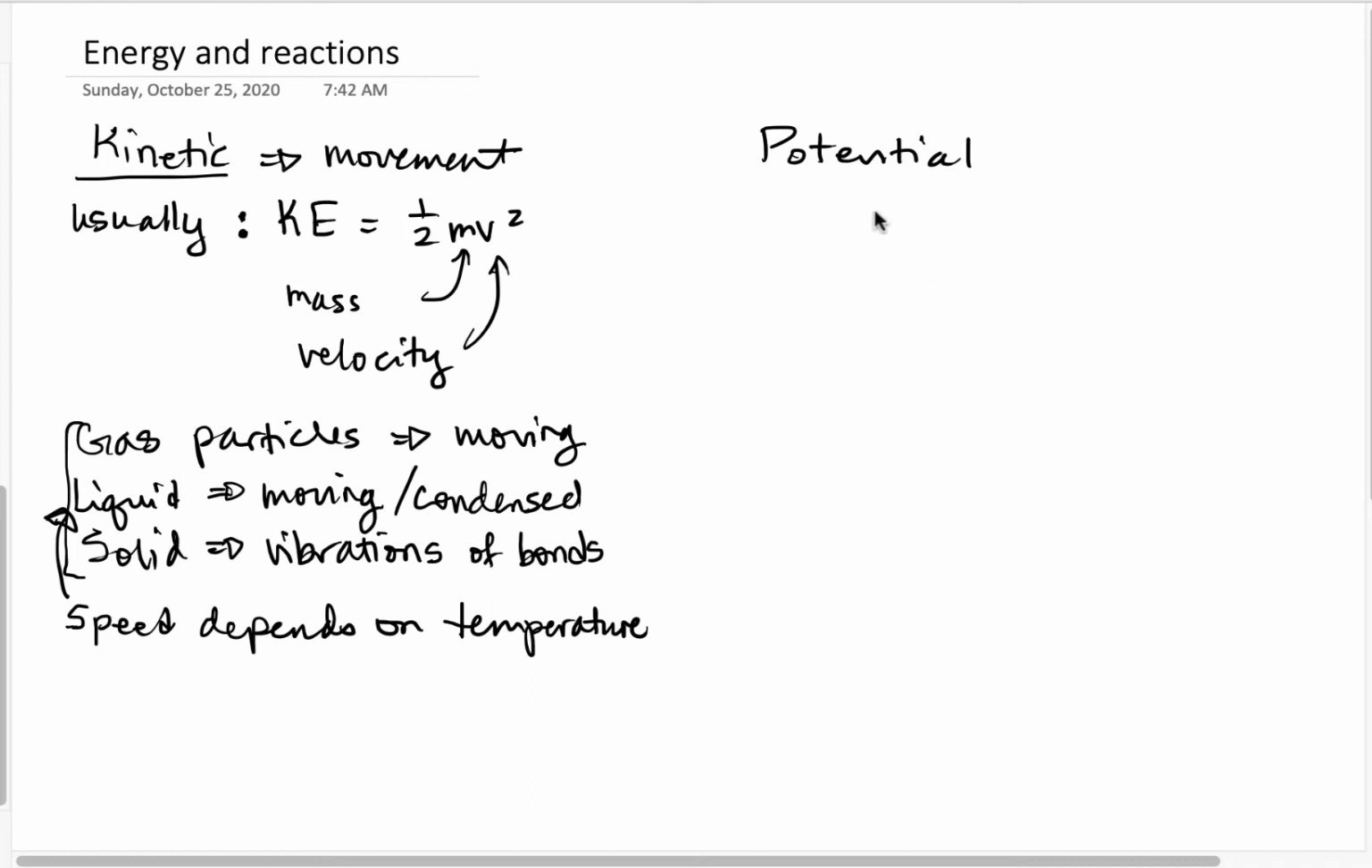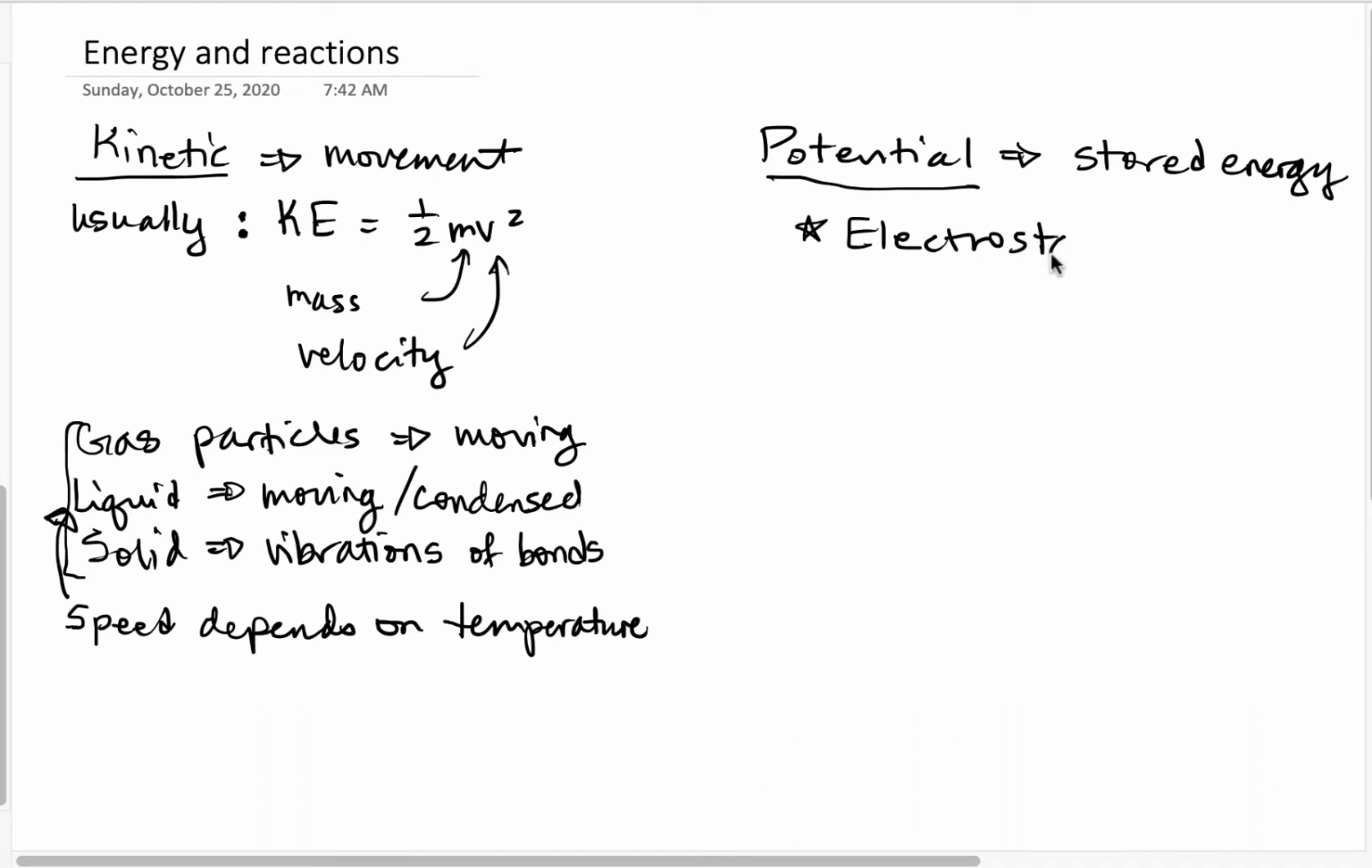When we talk about potential energies, potential energy is sort of a weird name. I prefer to think of this as stored energy, because potential energy sounds like it's not really energy. And it is energy, it just happens to be stored to be used for other things. So when we talk about chemicals, one of the big ways that we store energy is in electrostatic potential. This is a fancy word, but really all we're talking about here is charged particles.